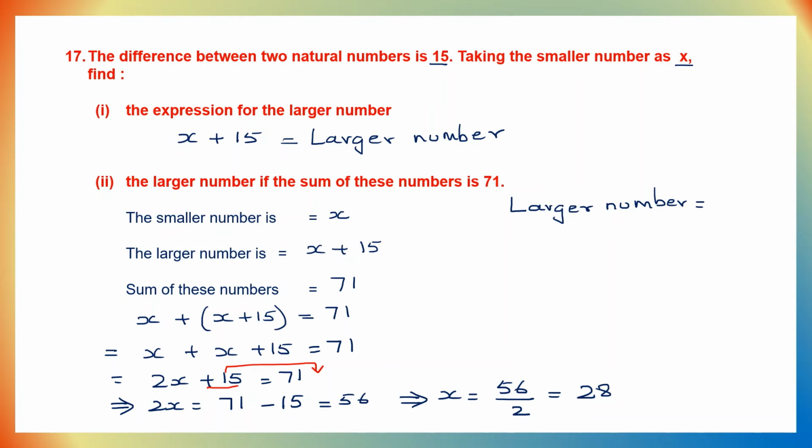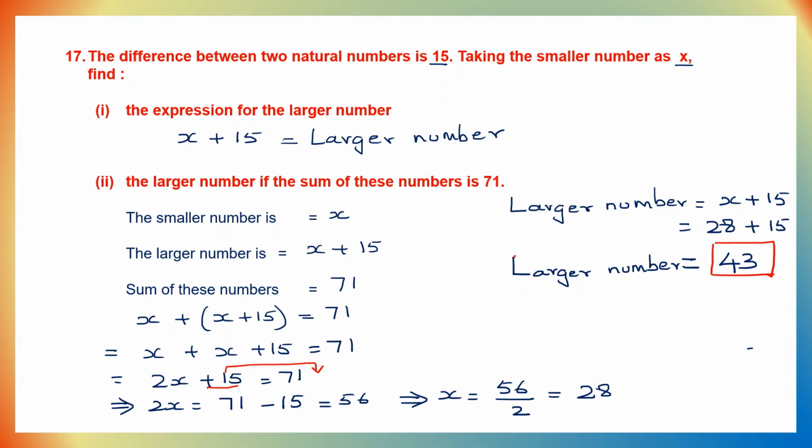We have been asked to find the larger number. So the larger number is x plus 15 and we found x to be 28. So 28 plus 15. So let's add that up. 8 plus 5 is 13, write 3, carry 1. 1, 2, 3, 4, 43. So the larger number is 43. So we have found the larger number to be 43.